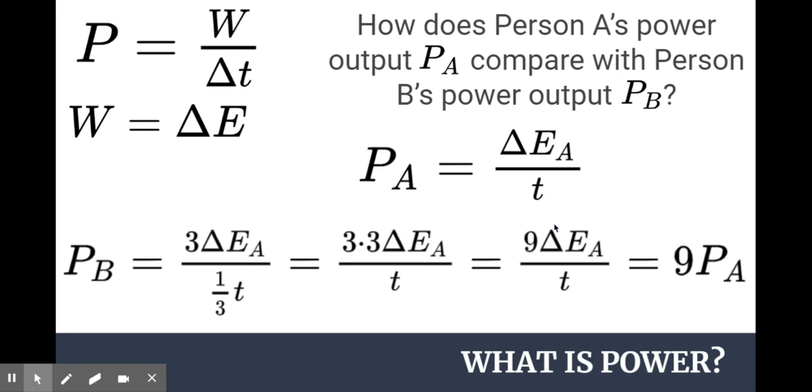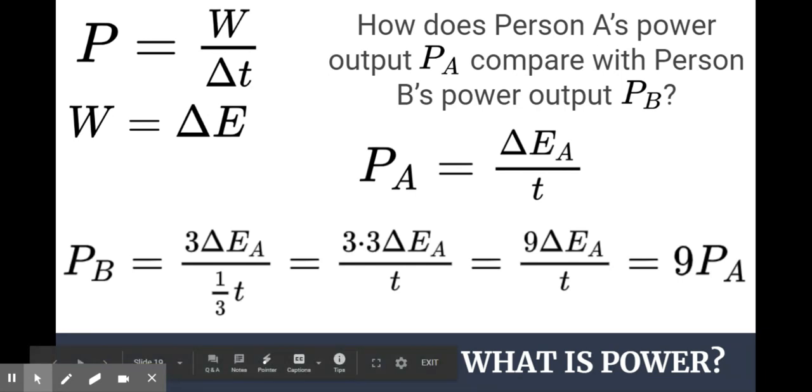Here we have the power output of person B. Now, the problem told us that this person's change in energy was 3 times the change in energy of person A. So we take this and we multiply it by 3. And we also were told that this person is able to do this work, or to change their energy, in a third of the time. So we take the time and we multiply it by 1/3. All right. Now here we have 3 divided by 1/3.